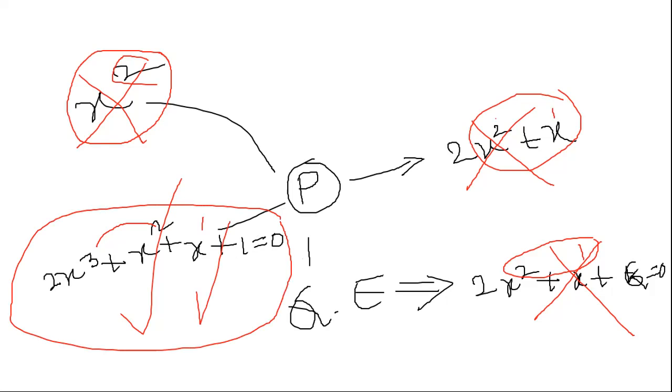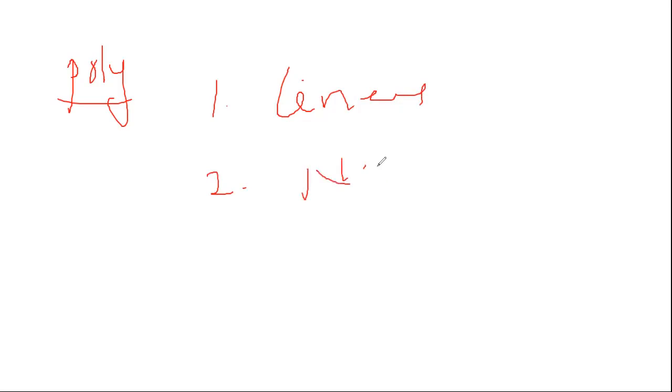Okay. Now see that actually these polynomials are of two types. Polynomials are how many types? Two types. One is linear polynomial and the second one is non-linear. What is the meaning of linear? What is the meaning of non-linear?